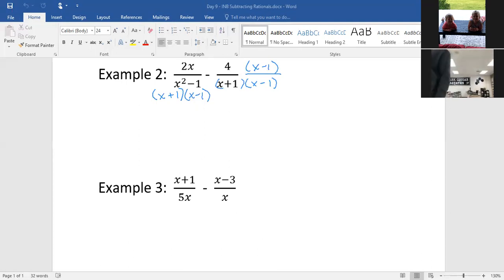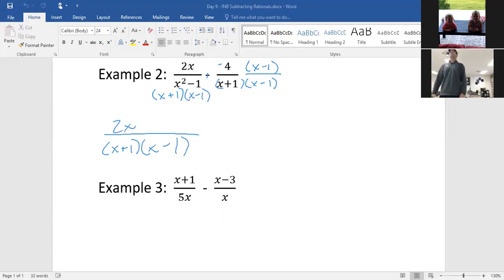Now, don't forget, since this is a subtraction sign, all I want to do is distribute that negative. It's important to do that. You'll see why in a second. The most common mistake here is probably to multiply positive 4 times negative 1 when I'm distributing. So my LCD is x plus 1, x minus 1. I don't have to do anything to my first rational as far as changing it when I combine.